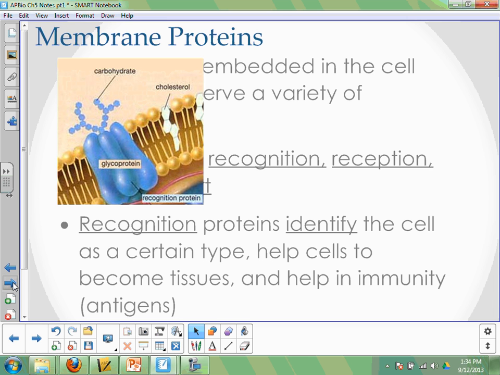Now, if you remember from freshman biology, one of the terms we used often when we talked about the immune system was antigens. Well, an antigen would be a name we would apply to some of these recognition proteins, one that would tell whether or not the cell belongs in your body.